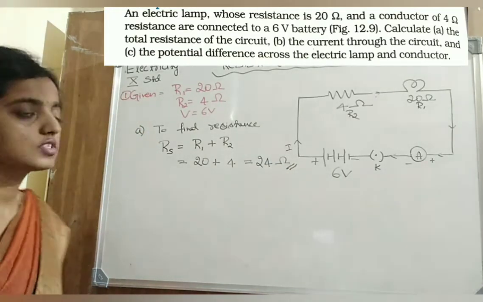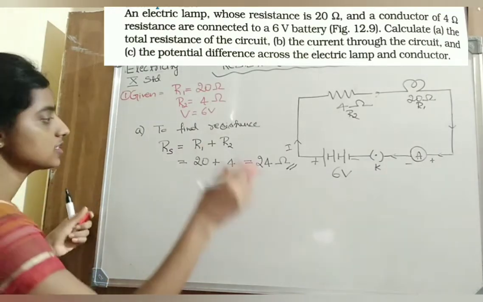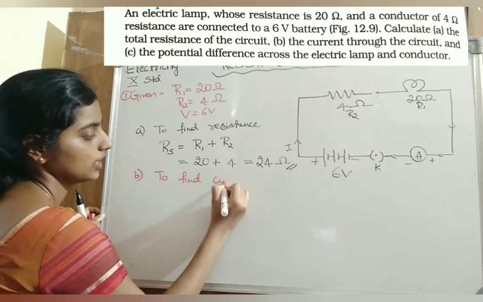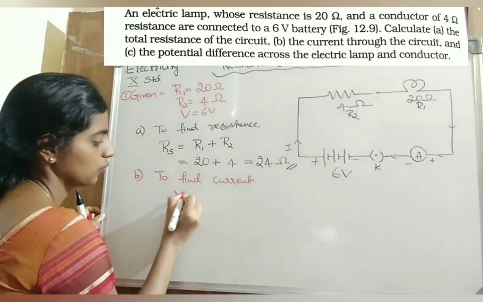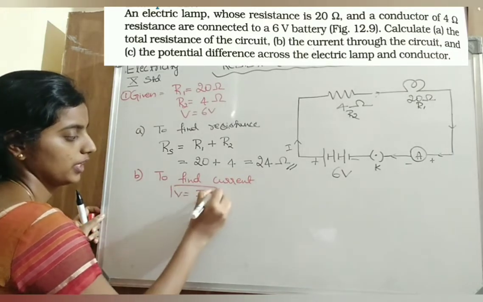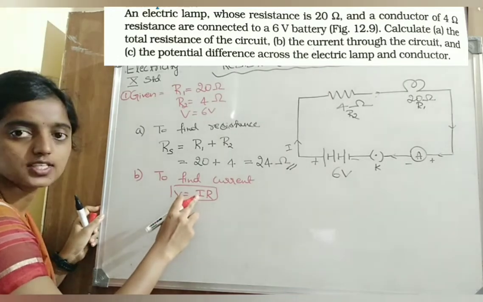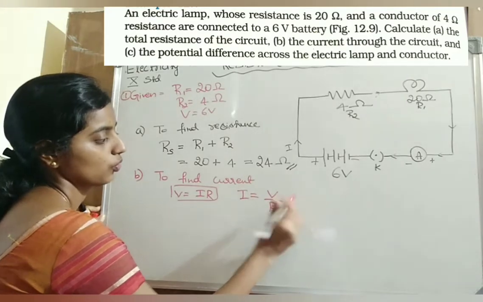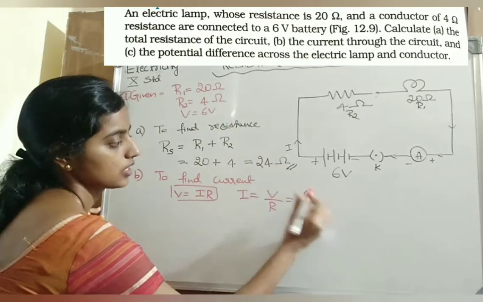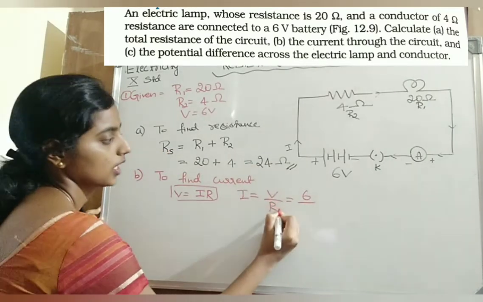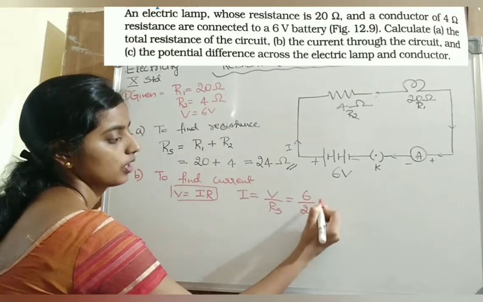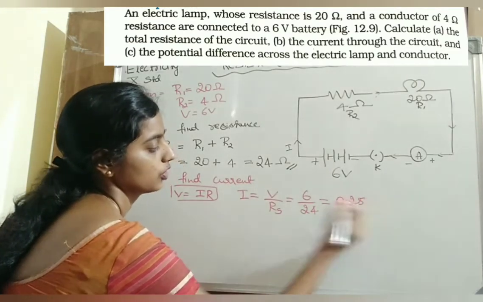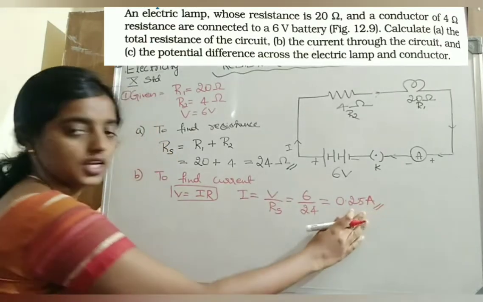Now, let us go for the second question, that is current of this circuit. To find total current, from Ohm's law, we know that V is equal to IR. This is our main equation. But here we need to find out current, that is I. Modify this equation. What happens? I is equal to V by R. We know V is 6, right? R is what? Total resistance. That will be 24. Now calculate and see. We will get 0.25. Unit of current is ampere. This is the second answer.